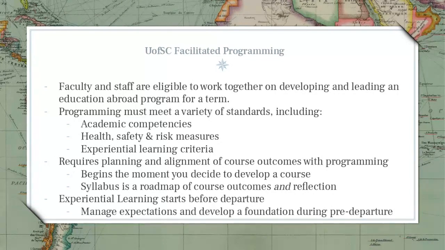And then obviously the focus of this presentation today is the experiential learning criteria. So this entire process requires planning and alignment of course outcomes with the actual on-site programming. But it's important to remember and to think actively that this begins the moment you decide to develop a course. The experiential learning component is not something that can just be implemented on the fly, where you have a couple of free moments where, okay, let's just take a break and reflect, and there's no guidance or anything. This really has to be implemented and ingrained into the program the moment you decide to develop the course.